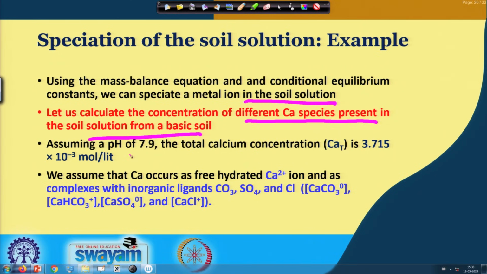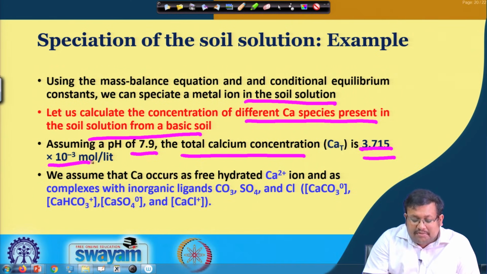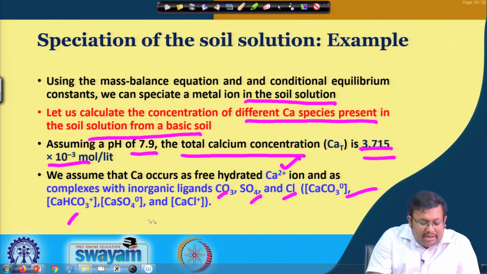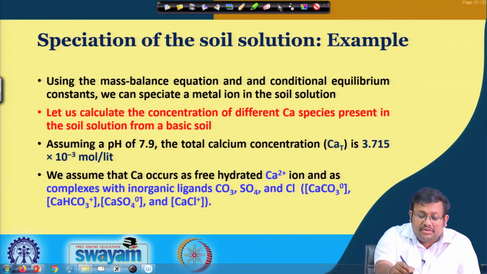Assuming a pH of 7.9, the total calcium concentration is 3.715 multiplied by 10 to the power minus 3 mole per liter. We assume that calcium occurs as free hydrated calcium ions as well as complexes with inorganic ligands like carbonate, sulphate and chloride: calcium carbonate, calcium bicarbonate, calcium sulphate and calcium chloride. Let us assume this.